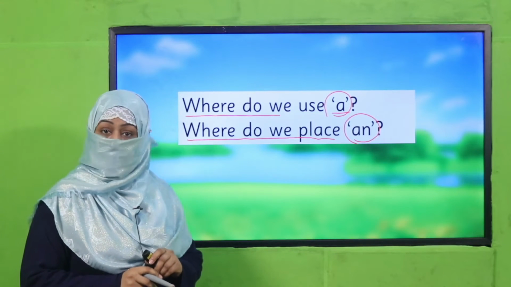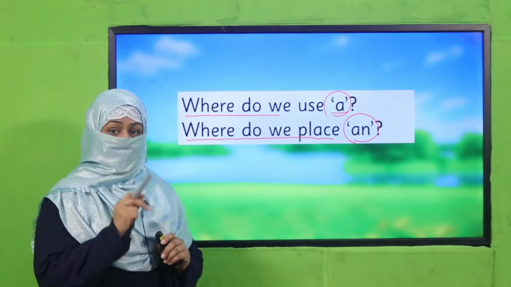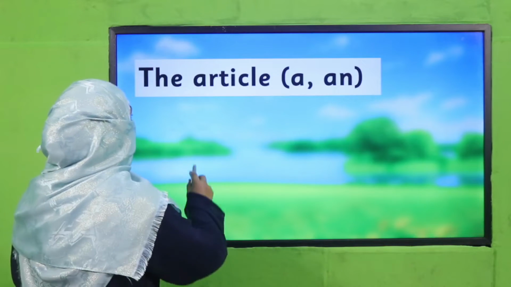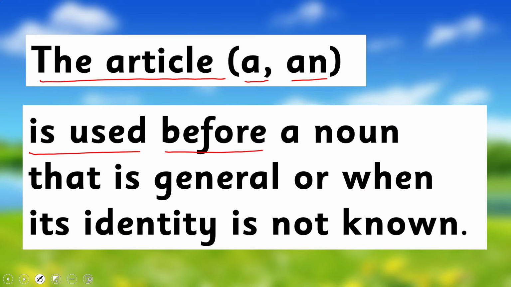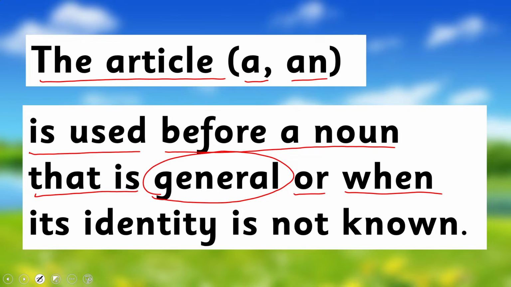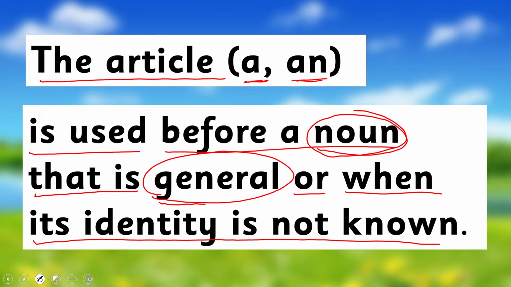Yes, my dear children, I hope you could recall and you told your teacher correctly that the article a and an is used before a noun that is general or when its identity is not known. Okay, so first of all, we use a and an to refer to one, means one, and one what? Any noun, that can be any naming word, which is general. There is no specification. Are you getting it?